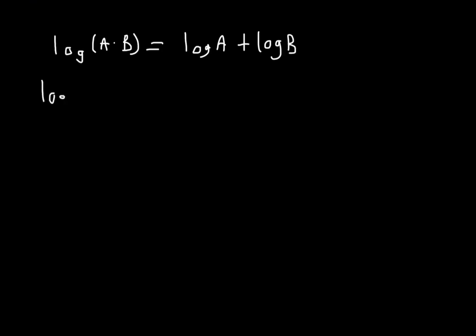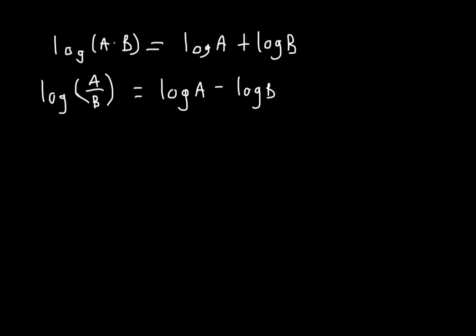So we have the product rule. When we have log of a times b, this is simply log a plus log b. And then there's the quotient rule. So we have log of a divided by b, which is simply log a minus log b.